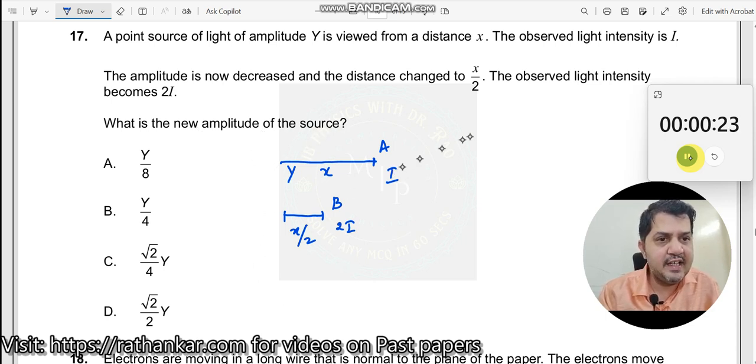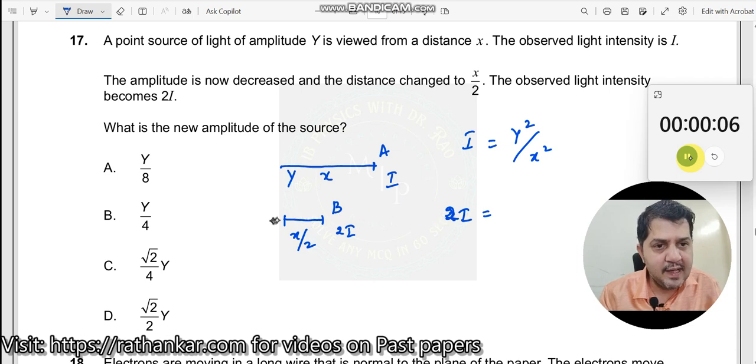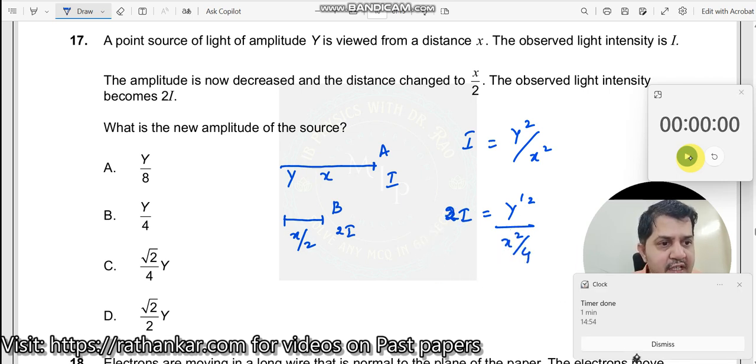Now we know that the intensity I will depend upon amplitude as well as distance, given by the formula I is equal to y square by x square. Amplitude square by distance square. Okay. Now if I apply the same thing here, I will write 2I is equal to, what is the amplitude, I do not know, I will write this as y dash square divided by distance square, which is x square divided by 4. Okay.